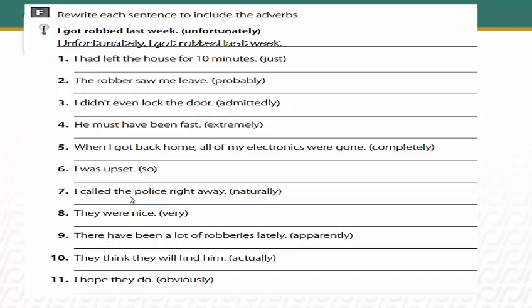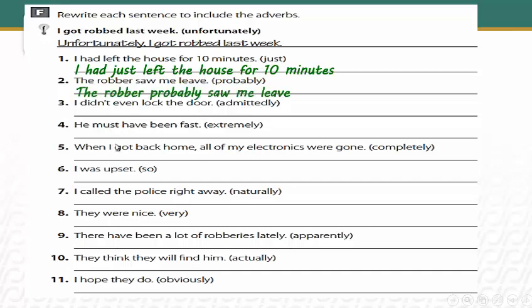I got robbed last week. Unfortunately, I got robbed last week. I had just left the house for 10 minutes. So it's between the two components of the tense. The robber saw me leave. The robber probably saw me leave. And so on.